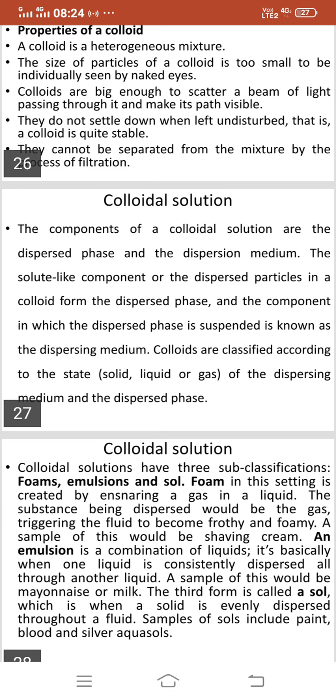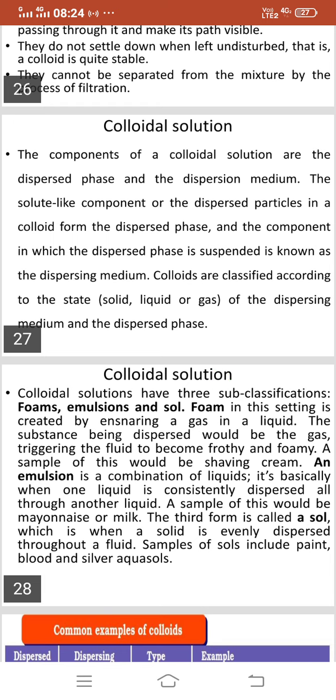An emulsion is a combination of liquids. It's basically when one liquid is consistently dispersed all through another liquid. A sample of this would be mayonnaise or milk. The third form is called a sol, which is when a solid is evenly dispersed throughout a fluid. Samples of sols include paint, blood, and silver aquasols. So this is all about foams, emulsions, and sol.